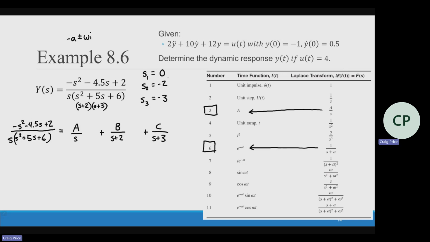But now what do we do? I want to find A, B, and C, and here's why. Once I know A, B, and C, I just use my table. Those are the constants I can bring back. Those will be the constants in front of these. That's it. So now we can bring it back to the time domain. We have our function. Problem is, how do I solve for these?